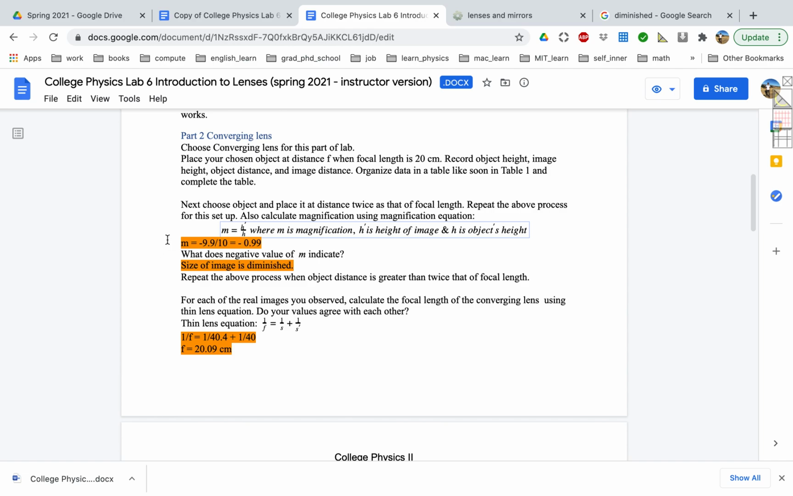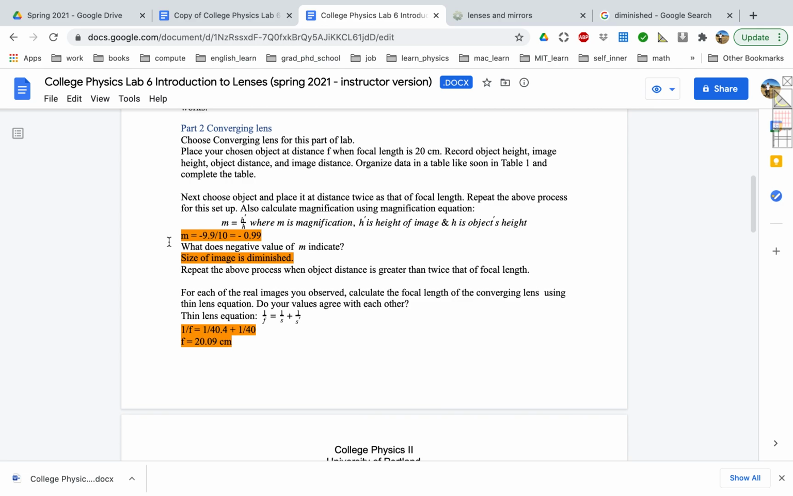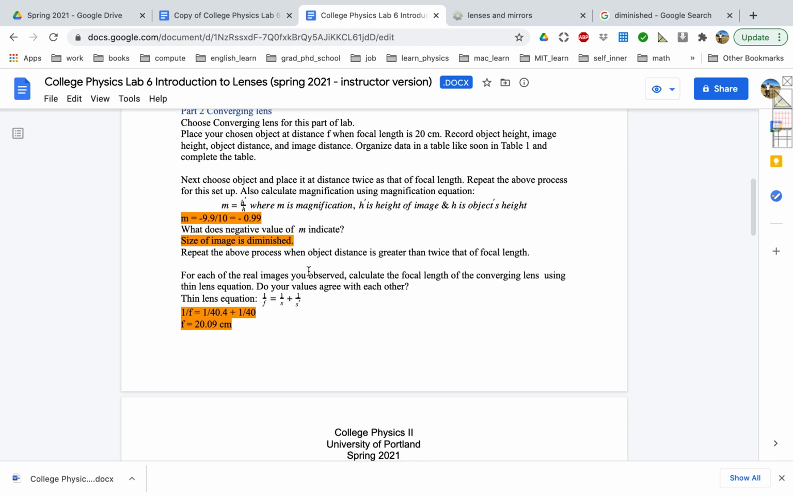So I did this here for one of the data, for one of the setups, and this was when the object is at 2f. So magnification is about minus 0.99. Negative means the image is inverted, right? Like the size of the image diminishes.